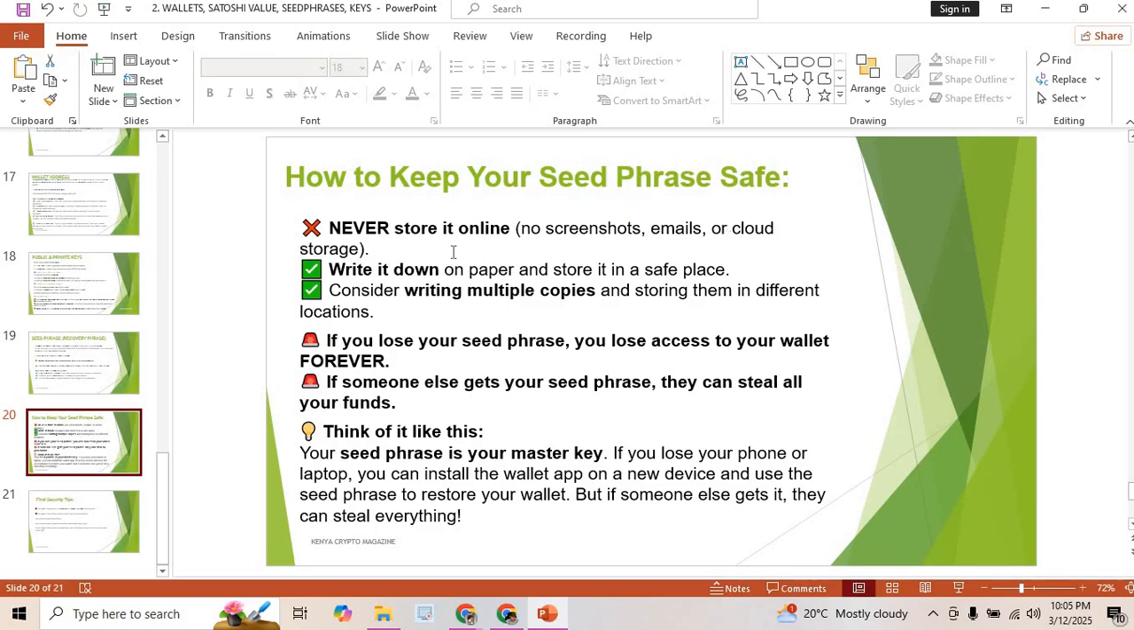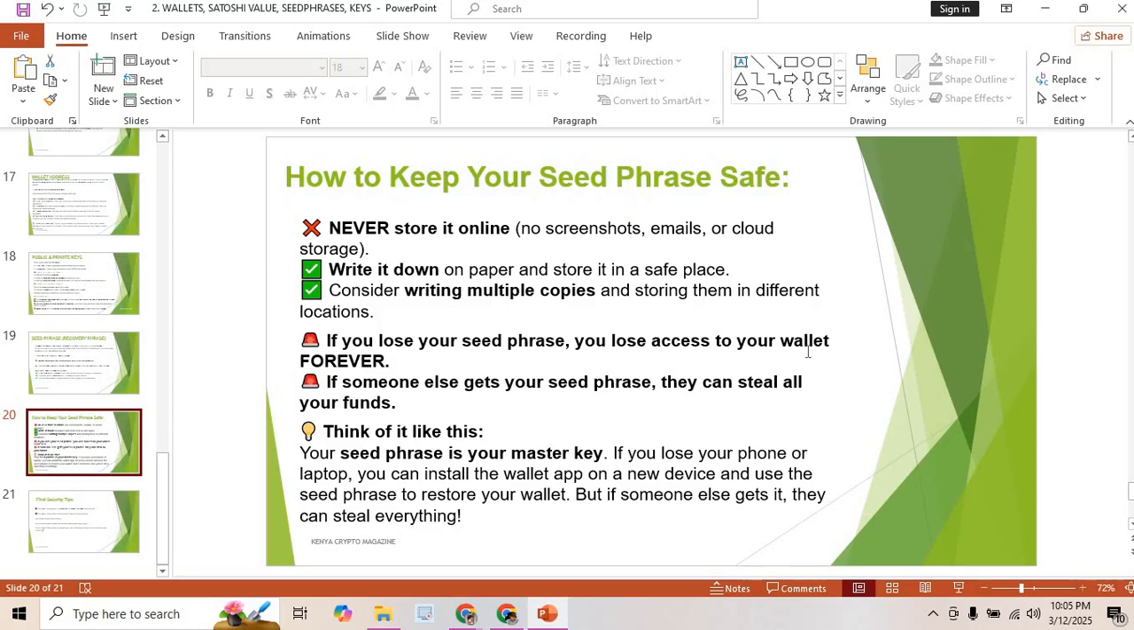One, never store it online. Do not screenshot it. Do not email yourself. Do not cloud store it. Who knows why? Someone? Who knows why? Thumbs up, a trial. Someone, Pius, let's go.